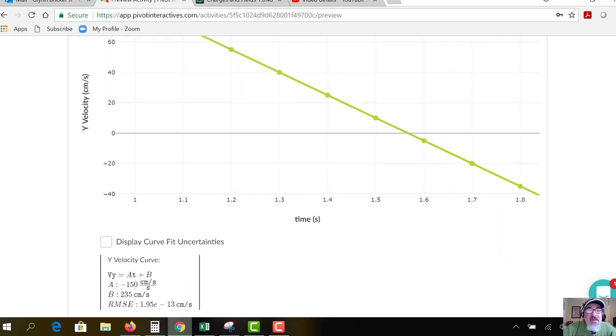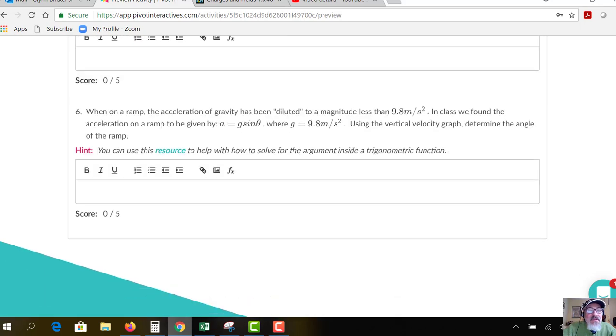Let me just add one thing. I've got a couple of questions about this number 6. When on a ramp, the acceleration of gravity has been diluted to a magnitude less than 9.8 meters per second squared, or 980 centimeters per second squared, if you want to put it in centimeters. So in class, you found on a ramp, the acceleration is g sine theta.